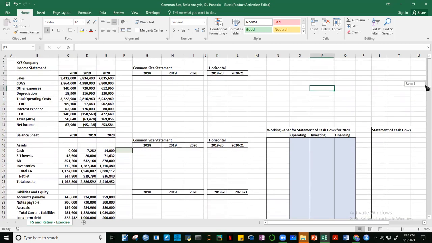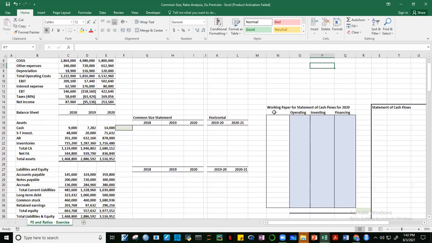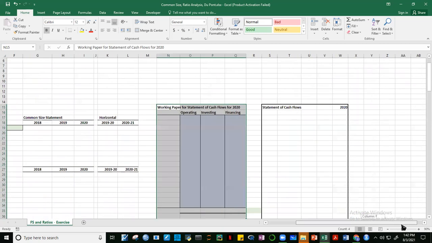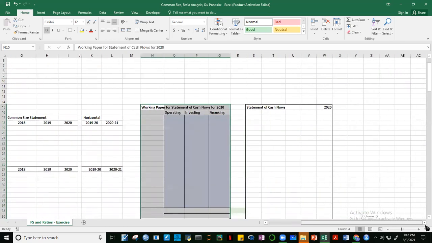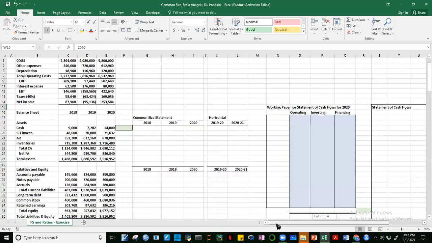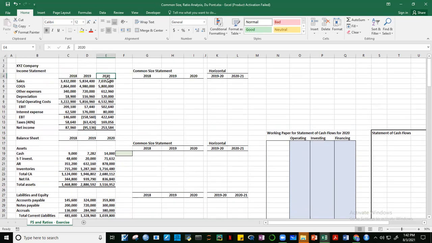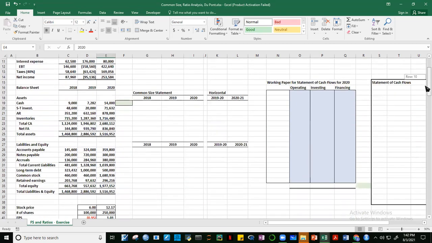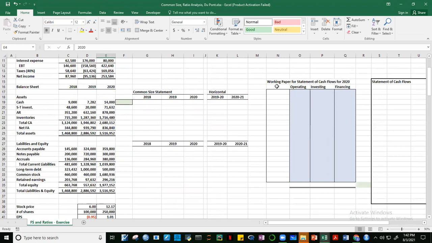So we have this information. Question: since hinihingi sa atin yung statement of cash flows, can we do that? Answer is yes. Kasi hinihingi sa ating statement of cash flows for 2020 because we have balance sheet for 2020 and 2019 and we have income statement for 2020, then okay tayo, magagawa natin yung statement of cash flows. Pero hindi natin gagawin dito yan guys, no?